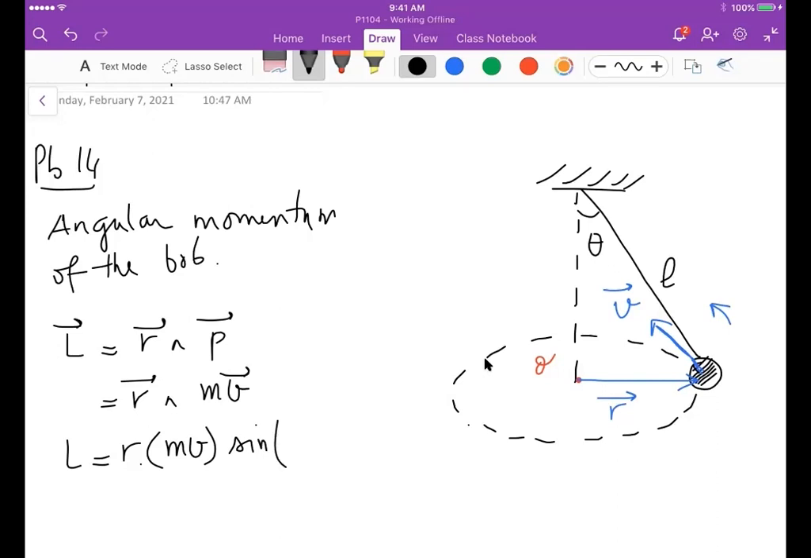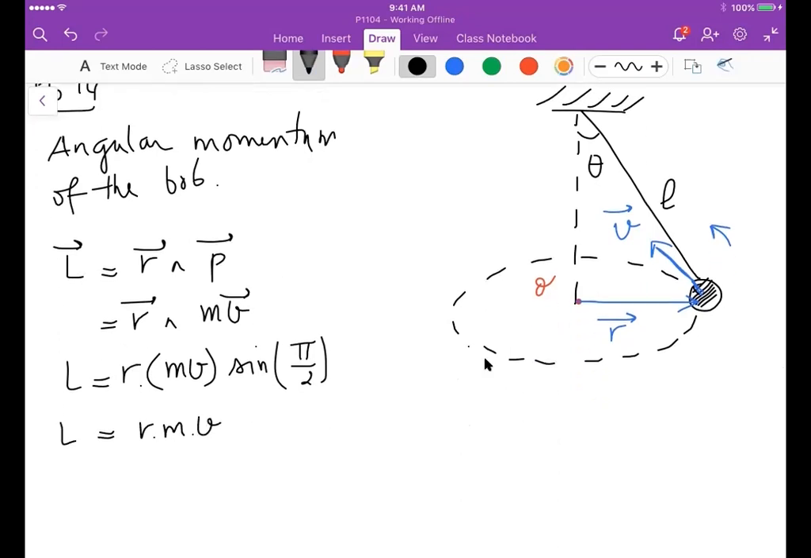Since here the particle is moving along a circular path, and the speed is defined by the vector tangent to the circle at any point, then v is always perpendicular to the position vector r, which is the radius of the circle, and so the angle between v and r is all the time equal to pi over 2. Sine pi over 2 is equal to 1, so therefore L is equal to r multiplied by m multiplied by v. Okay, that sounds great.